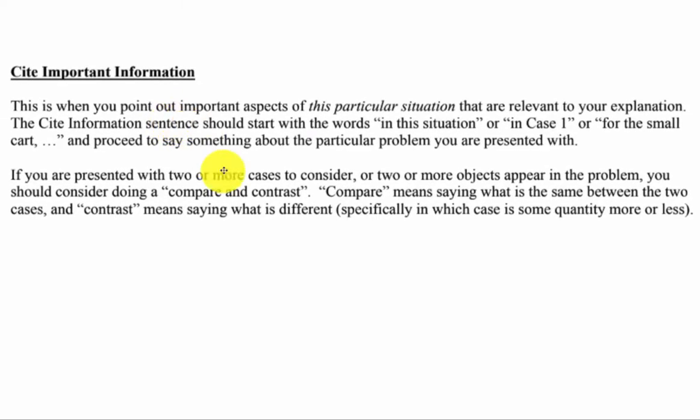Okay, C. C stands for cite important information. This is when you point out important aspects of this particular situation that are relevant to your explanation. The cite information sentence should start with the words in this situation, or in case 1, or for the small cart, and proceed to say something about the particular problem you are presented with.